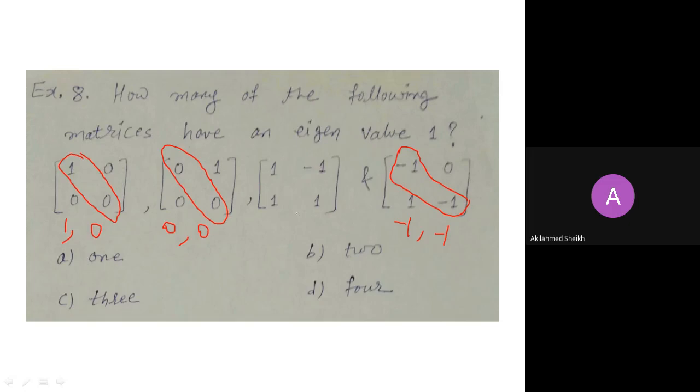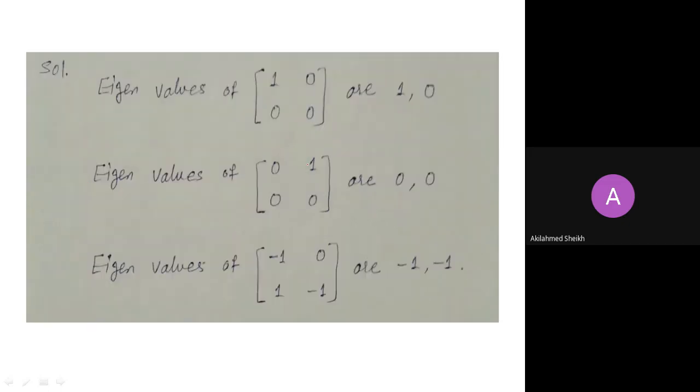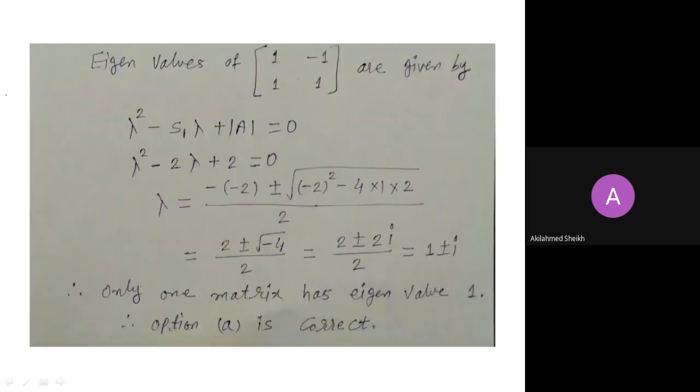Now, we have to solve the remaining matrix by using the usual method to check whether its eigenvalues are 1 or other than 1. So this is the explanation here. Eigenvalues of the first matrix are 1, 0. Eigenvalues of the second matrix are 0, 0. Eigenvalues of the third matrix are minus 1, nothing but its diagonal elements. Next, the eigenvalues of the remaining matrix, that is 1, minus 1, 1, 1, are found by using the usual method.